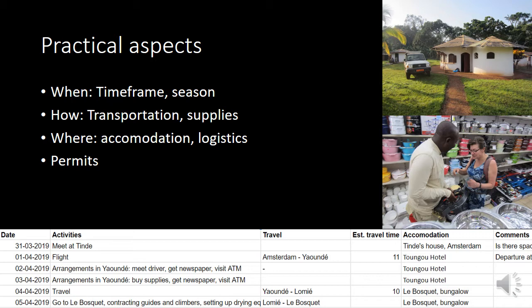So I'm showing you just the start of this whole planning here, but of course it was much longer because we stayed in total for 25 days in Cameroon.